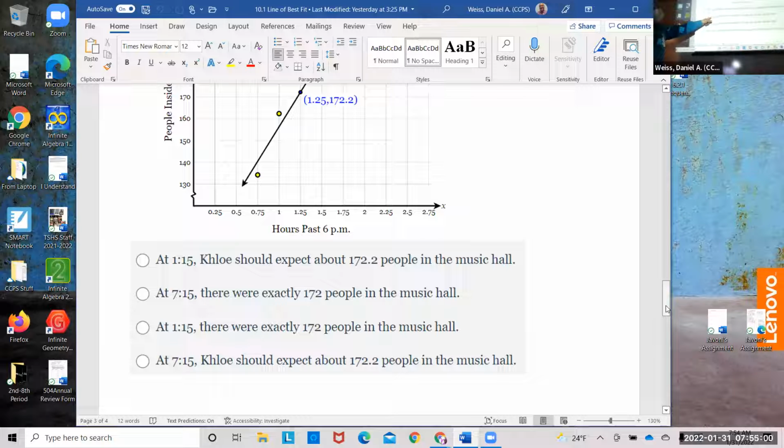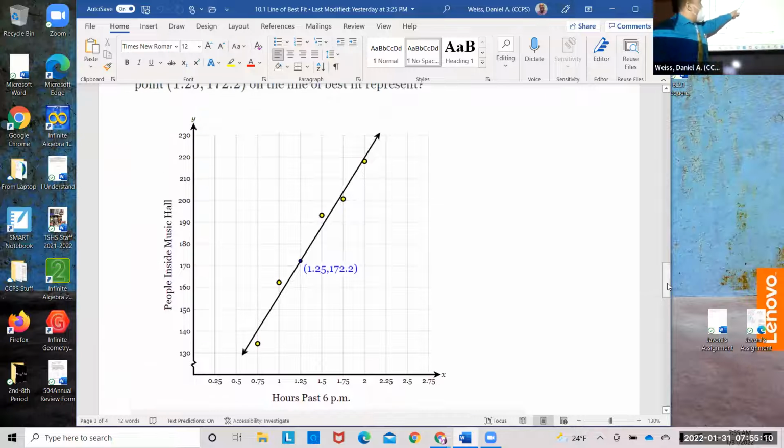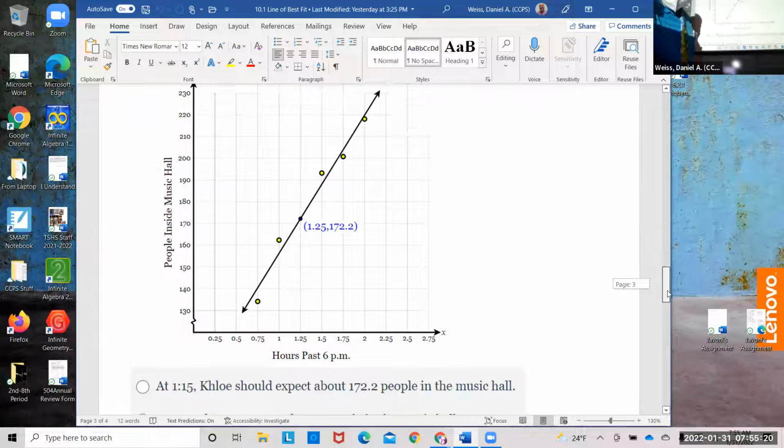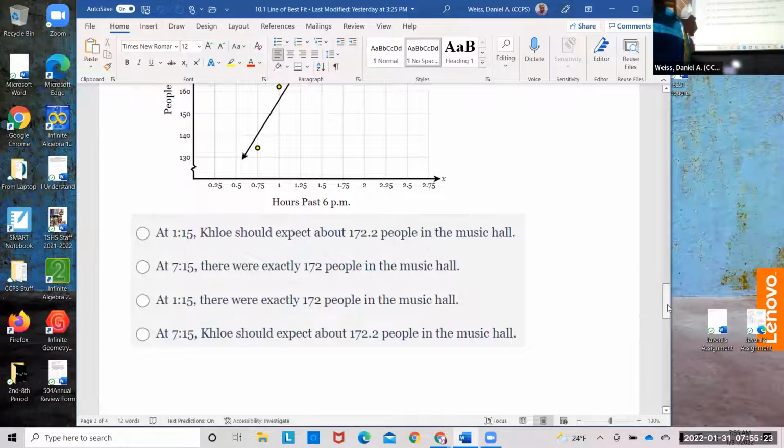7:15, right? At 7:15, there were exactly 172 people. Were there exactly 172 people? This point is right on the line, right? If it's right on the line, that's not exact, remember? Okay. So forget about that one. At 7:15, she should expect 172.2 people, right? That's going to be your answer. Nod your head if you're good, okay?